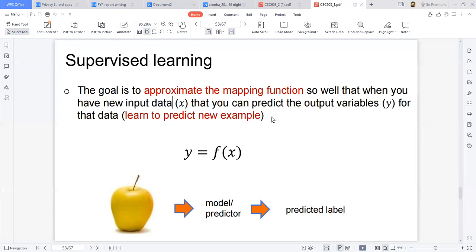Learn to predict new examples. So Y equal to f of x, there will be some function. The input can be an image, it can be some values, it can be data, whatever. So you have to predict based on this. For example, they give you this image. Based on this image, you have to make some model, and then you have to predict the label of that. Apple will be the correct label. But if it gives some banana or something, then it will be wrong.